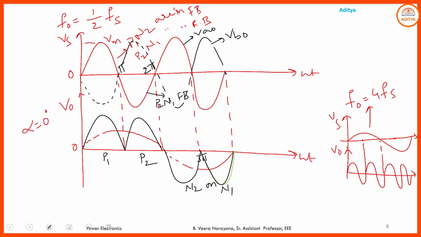The average of this output voltage waveform can be represented by this one, average output voltage. If you want to draw the output current, here we take a purely resistive load. Hence the output current is simply in phase with the voltage, and that can be represented like this. Here this one represents the I0. So this is simply the representation of F0 equals 1 by 2 Fs.